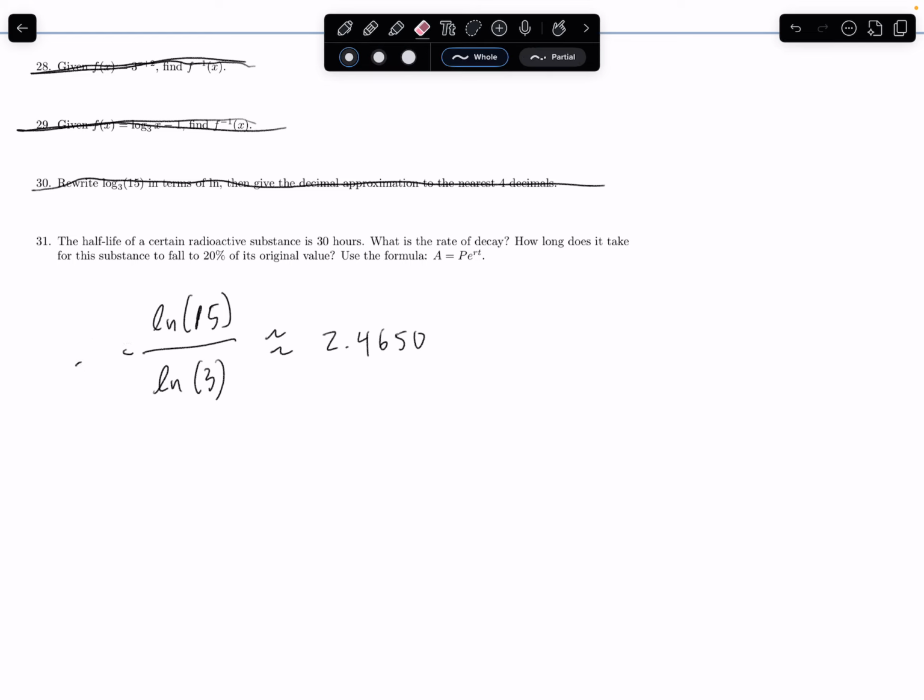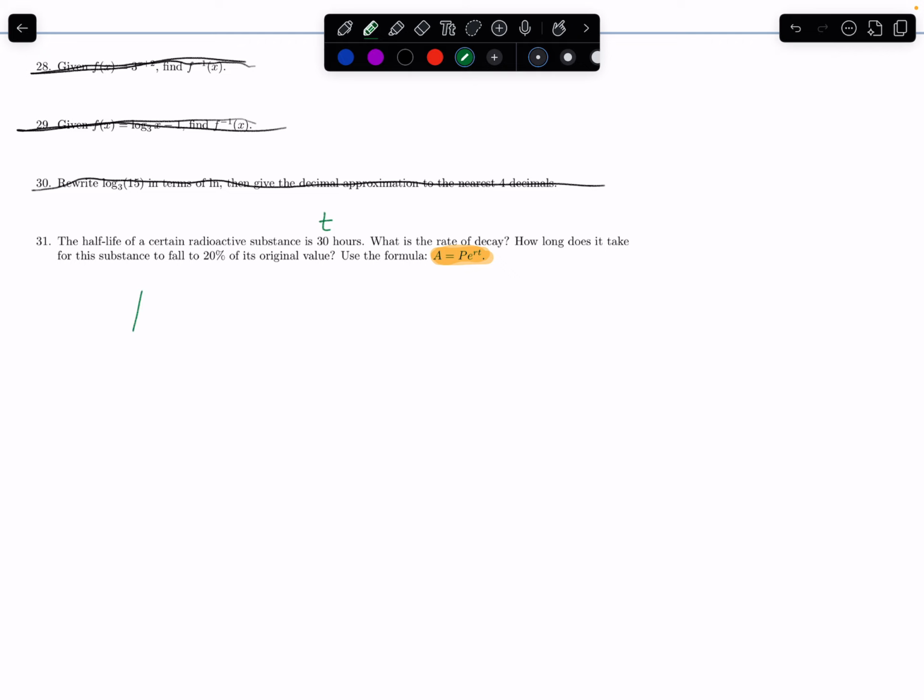Okay, 31, half-life question. We're using this formula for these half-life questions, or these decay or growth questions, right? Half-life of a certain radioactive substance is 30 hours. That would be a T. That's a big T. Half-life. What is the rate of decay? So with just this first sentence, we can answer that first question.